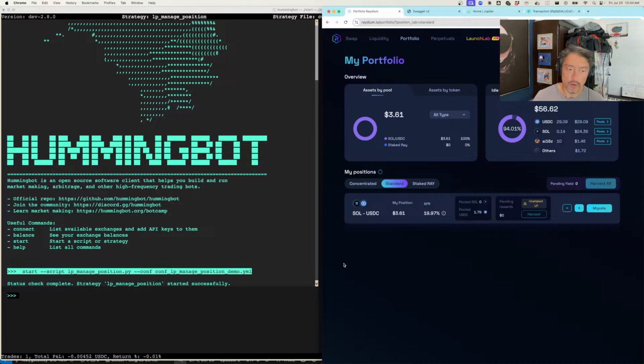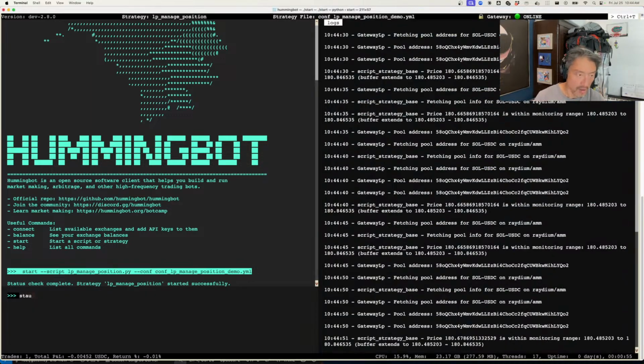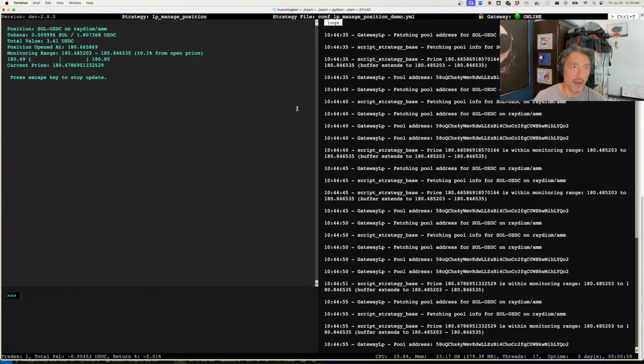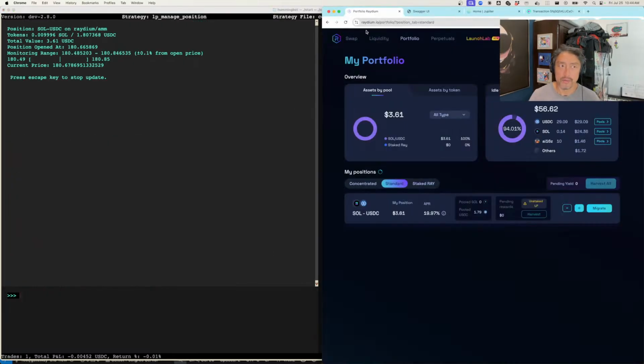Yes, and we do actually see a position here. So it worked, and we can enter into pricing live to monitor this position. What happened just now was, we said open a position if the price goes above 170, and that position should be 0.1% wide from the open price.